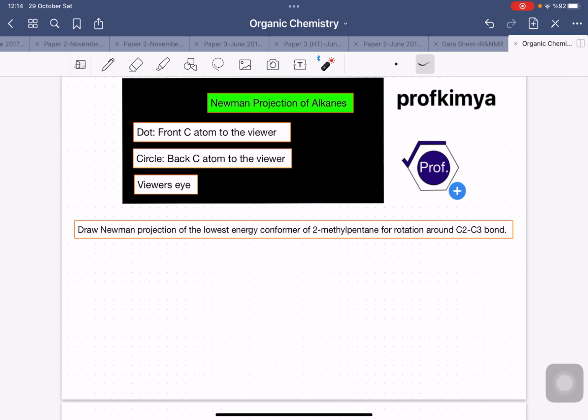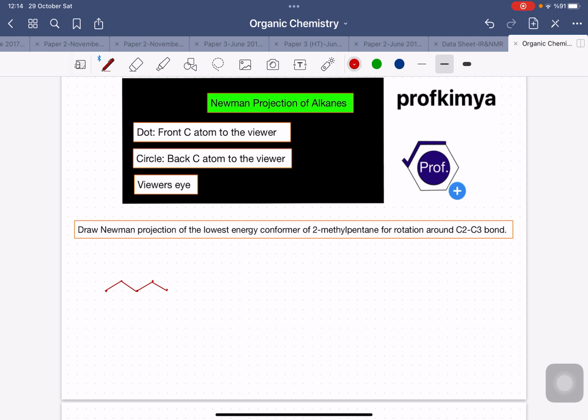First, let's draw line structure of this molecule. 2-methyl pentane. Longest chain is pentane, so I have 5 carbon atoms in the longest chain. Okay, I have 5 carbon atoms now. 1, 2, 3, 4, 5. This is the longest chain, which is pentane.